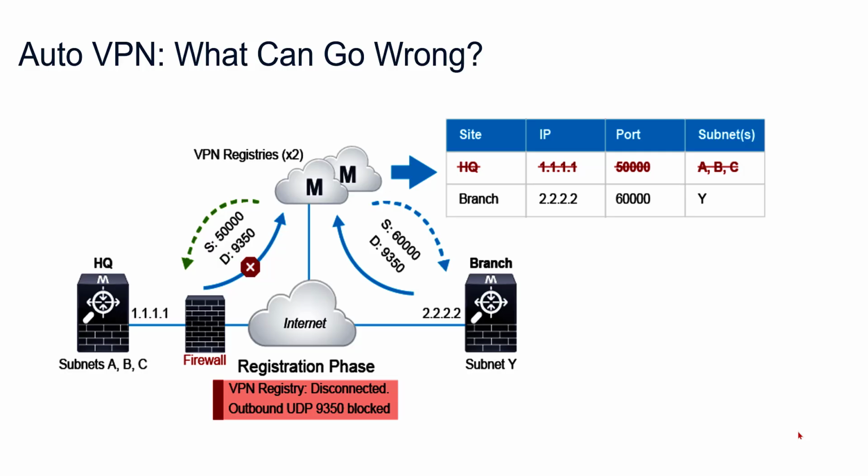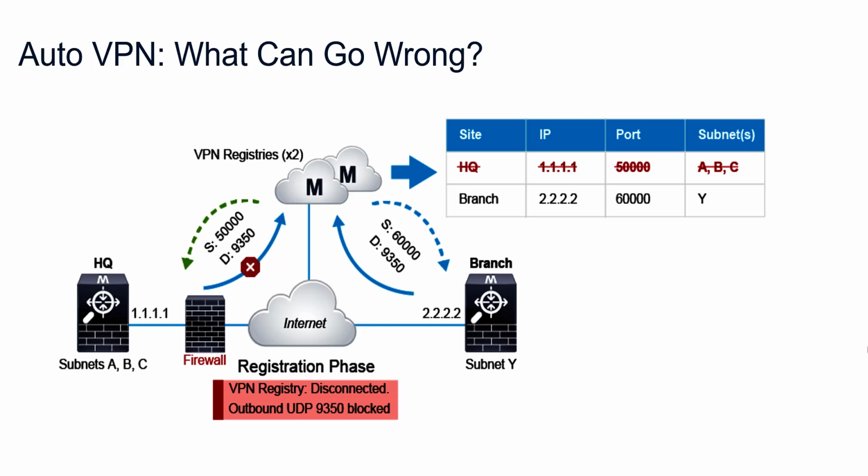So what this slide is showing us is that when you're looking at the registration phase, there's a registration failure. The MX is trying to reach the VPN registry, but that communication is failing. It's pretty obvious probably what that's going to be. The outbound UDP port 9350 is being blocked. All right. AutoVPN cannot function without registry communication. Very important. It could be blocked by a firewall, by an ISP, or by some other upstream security device, but that's definitely going to break registration.